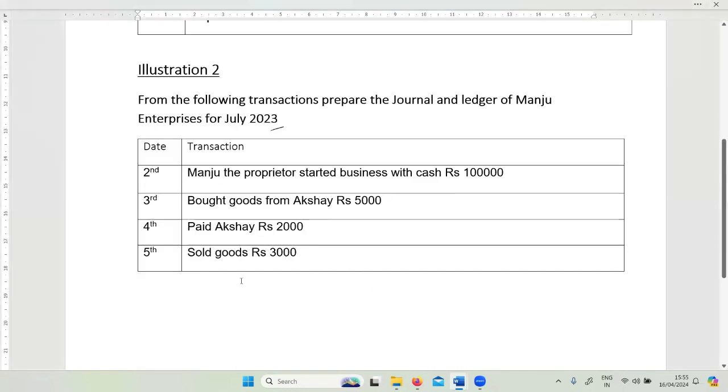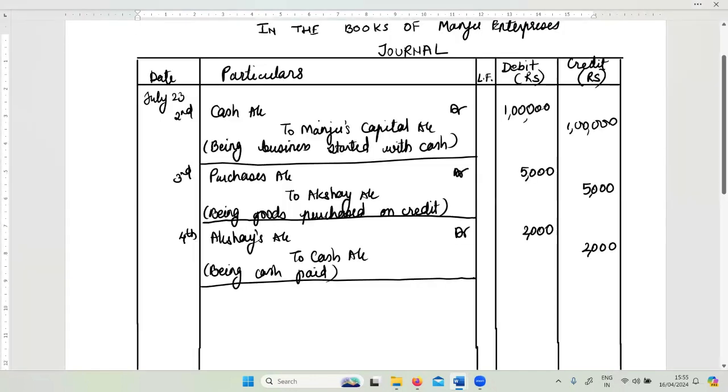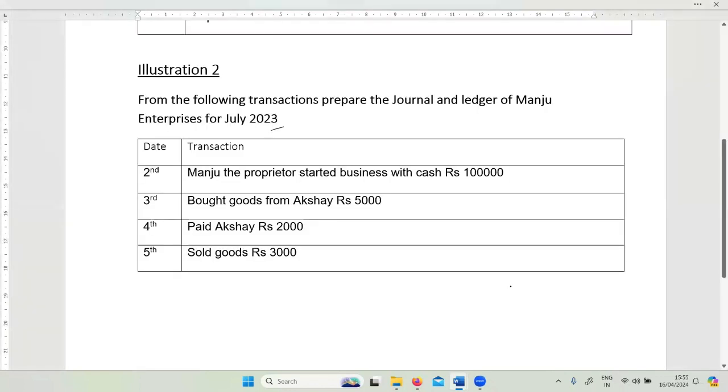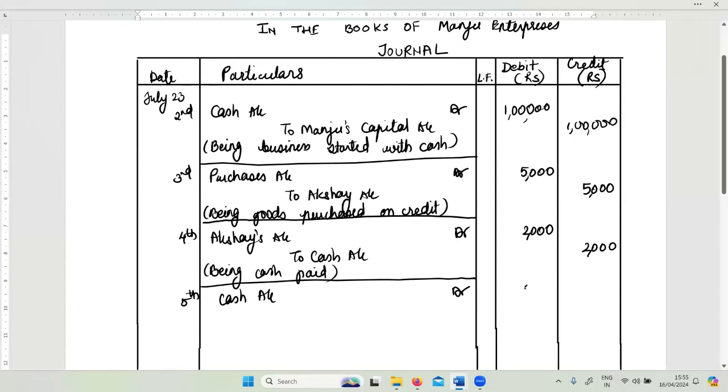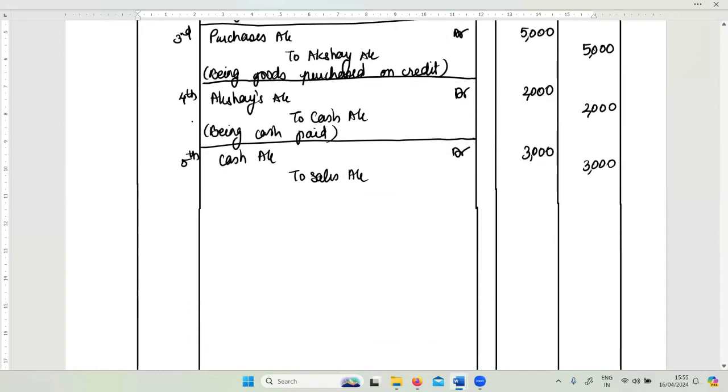Fourth transaction has happened on the 5th of July. Sold goods 3,000. So 5th July, that's the last transaction. Sales are happening and we are not given any name or something. Have we given? No. Sold goods 3,000. So cash account 3,000 to sales account 3,000. Fine. And I'm going to write here into brackets being goods sold.